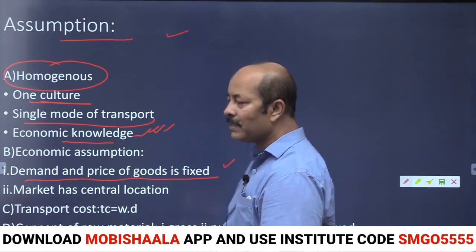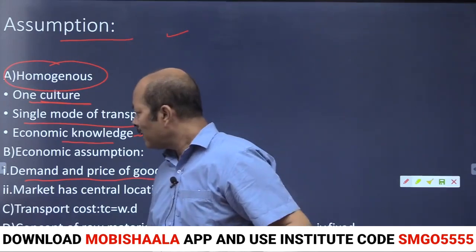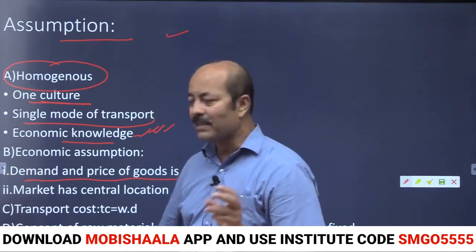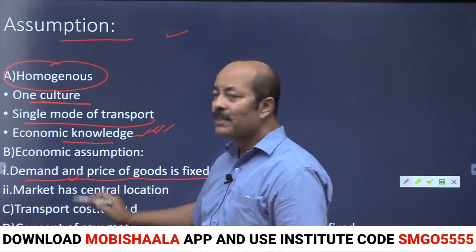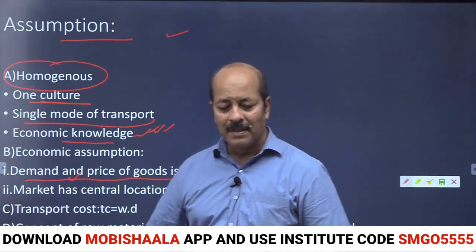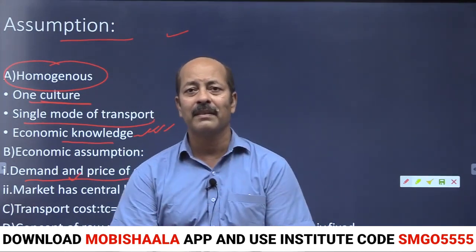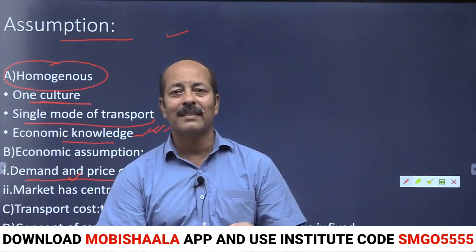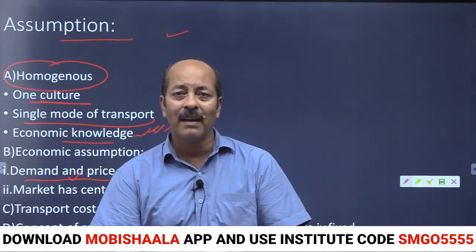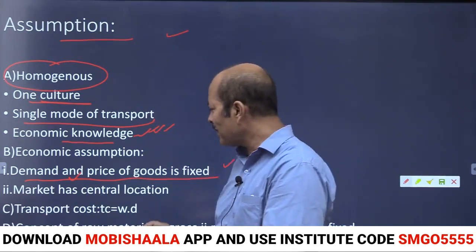The second, you write, the demand and price of goods are fixed. That is the economic assumption, you write it as the second point. In the economic assumption, he emphasized the demand and price of goods are fixed. So in a particular homogeneous area, there is no change in price and no change in demand; it is already fixed, not fluctuating.